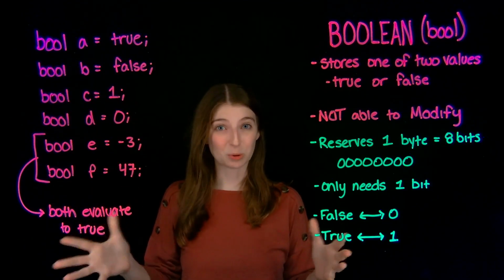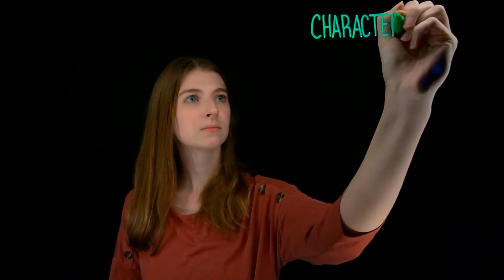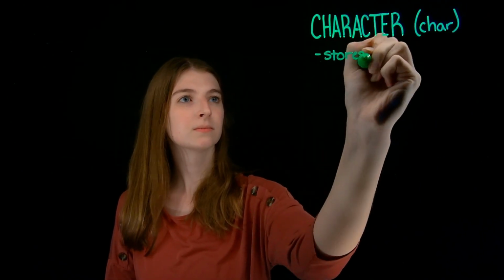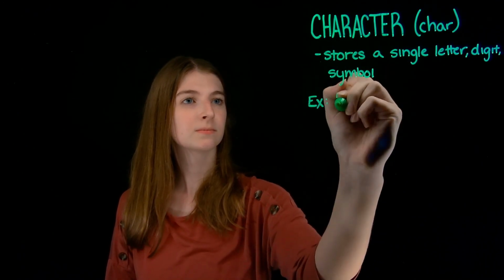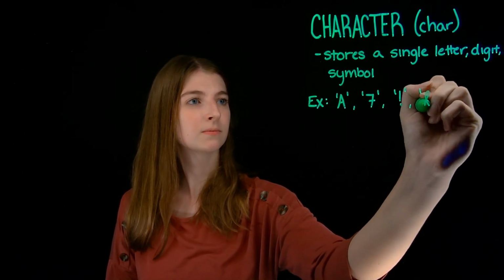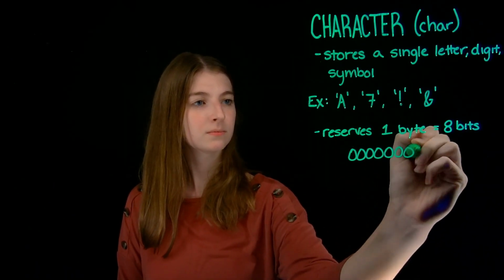Now that we've covered Booleans, let's move on to another small but important data type, a char, short for character. A char is used to store a single letter, digit, or symbol, and it's always wrapped in single quotes. So something like a capital A, the number 7, an exclamation point, or the ampersand would work. A char reserves 1 byte, or 8 bits.